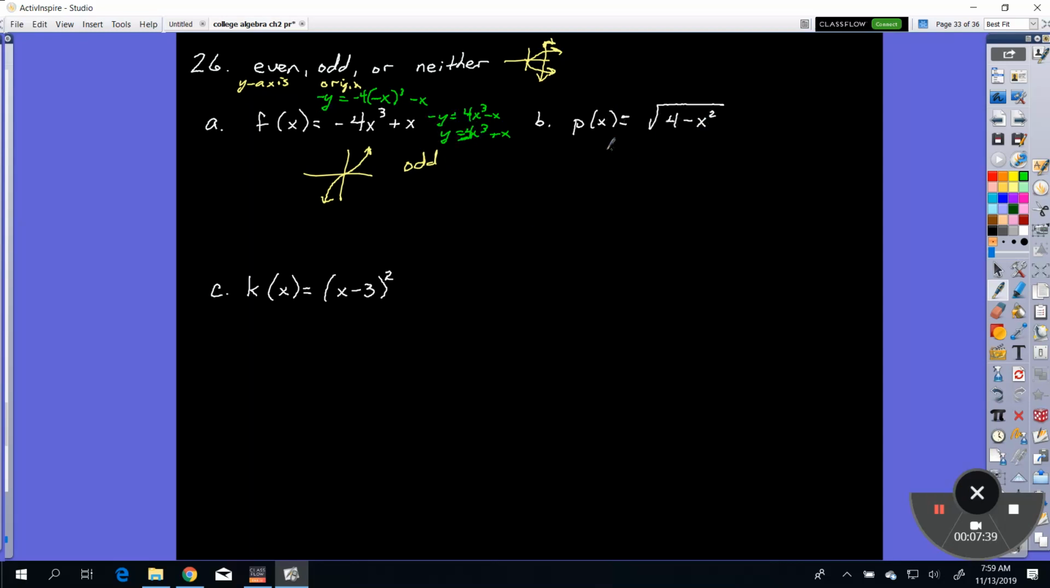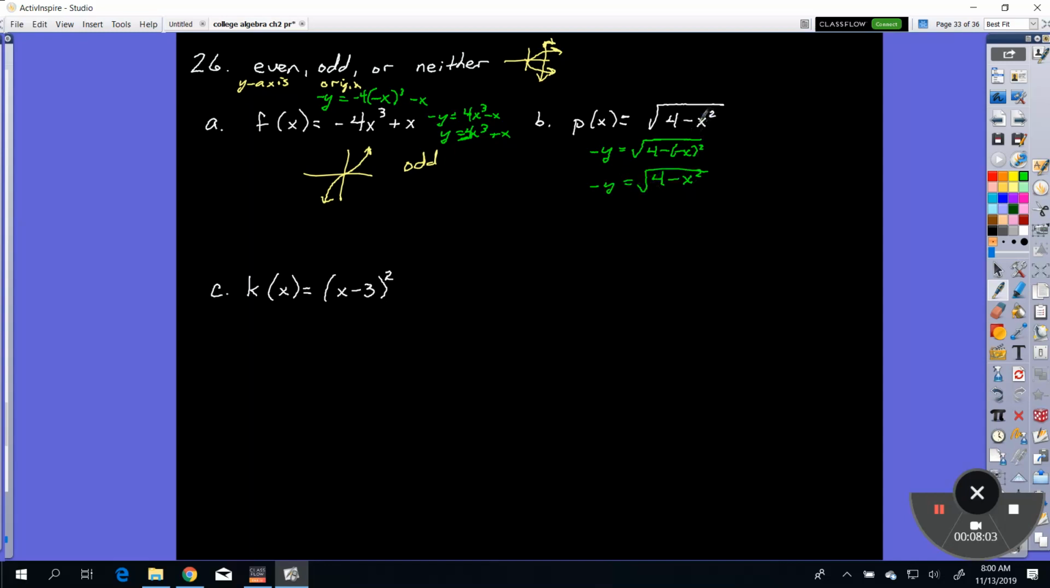On this one, if I were to have negative y equals the square root of 4 minus negative x squared, so I'm testing for odd symmetry. Negative and negative makes a positive. That makes 4 minus x squared. And then negative y. Well, that's not the same. This part over here on the right is the same, but this left is negative. It's not going to make things the same.